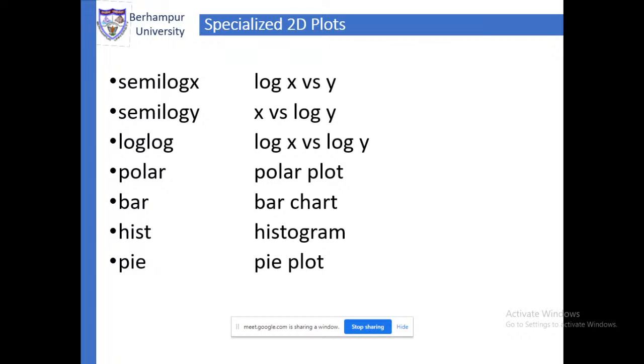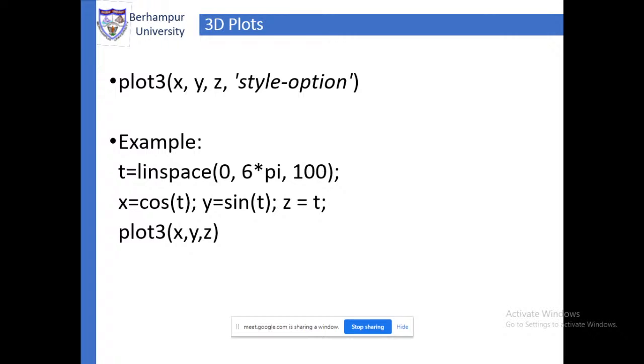Then something on 3D plots. A 3D plot is simply plot3, then x, y, z, and whatever your style is, give that option. For example, t is equal to linspace. Linspace means linear spacing, which means the data is spaced linearly, with equal intervals, from 0 to 6 pi. Pi is predefined in MATLAB. Anytime you write pi, it will give you the value of pi.